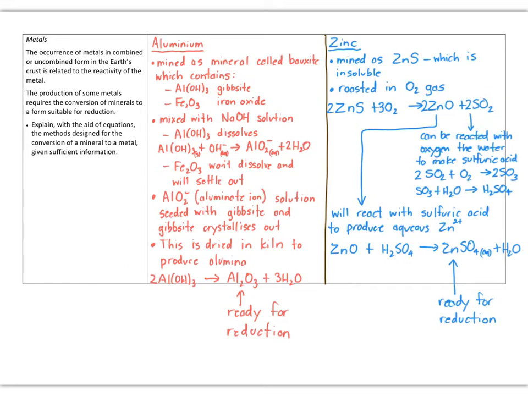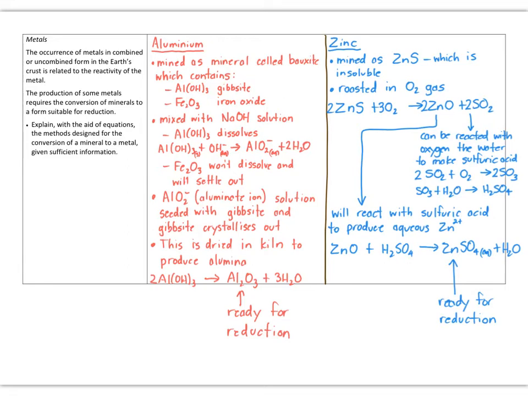When we talked about acidic oxides, non-metal oxides being acidic, this sulfur dioxide can be reacted with oxygen to make sulfur trioxide. Sulfur trioxide can then be reacted with water to make sulfuric acid. The sulfuric acid actually gets used later in this process. We're about to talk about that. So this is sort of revision of that chemical industry stuff, if you like.